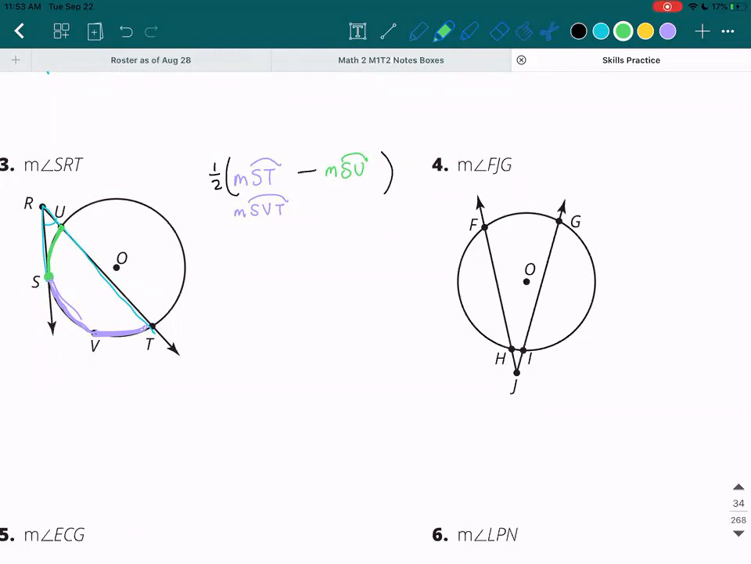Alrighty, let's do the next one, and I'm going to ask you guys to pick big arc and little arc. So remember, our formula is this. And then our angle is FJG. So that one. Okay, so that's the angle we were looking for. Now let's pick out our big arc. What is our big arc?